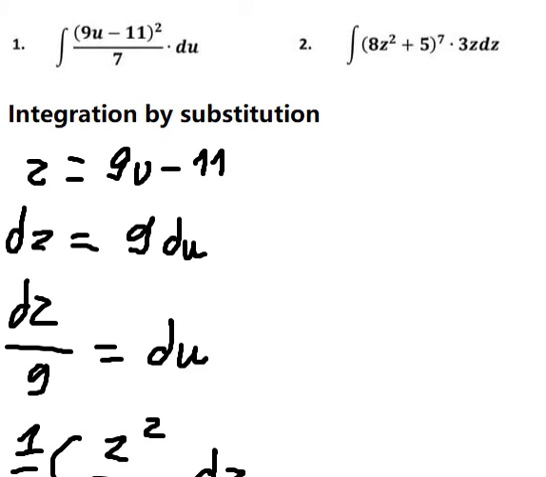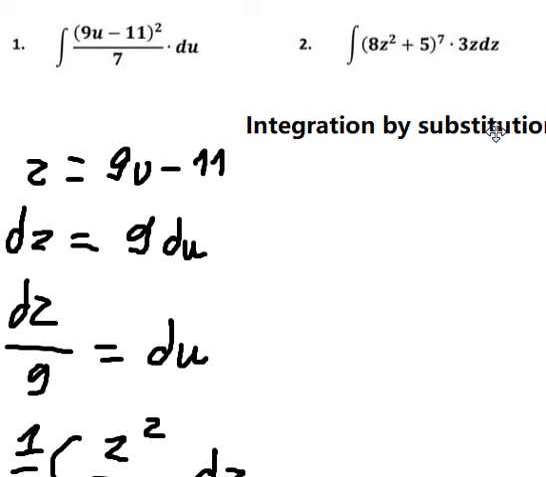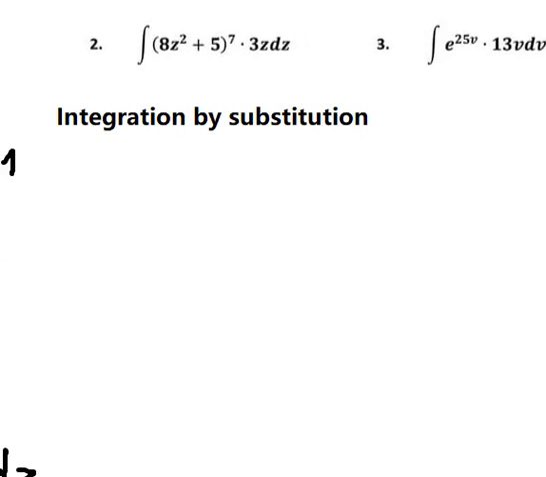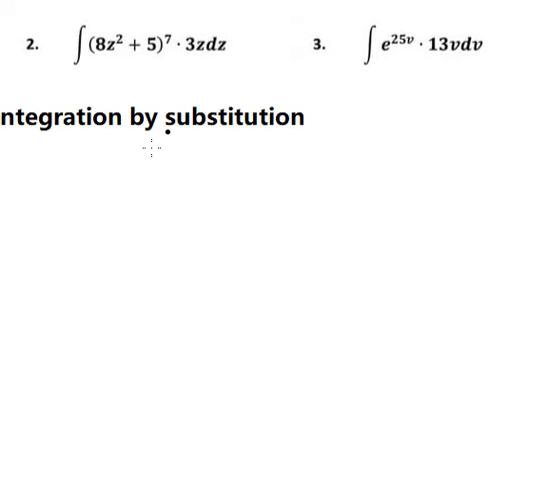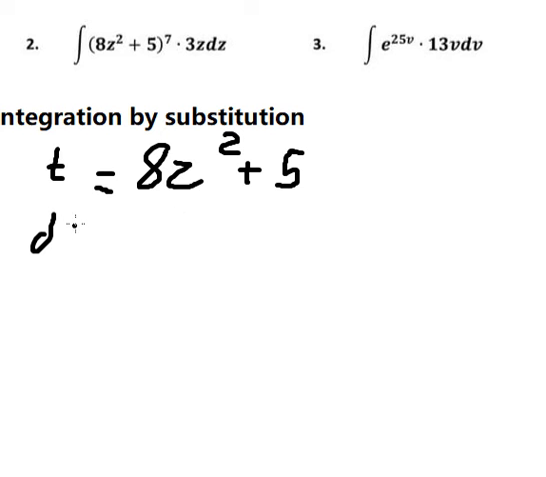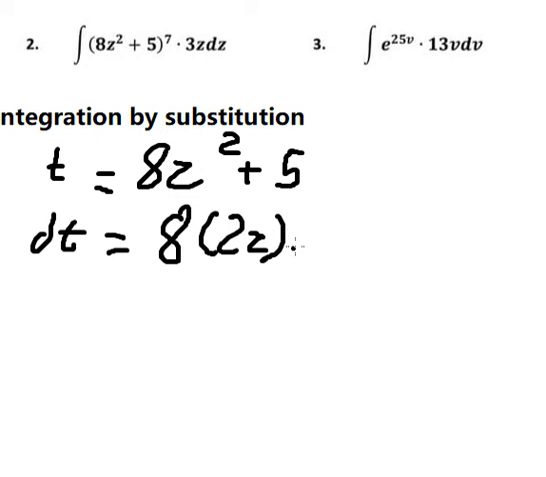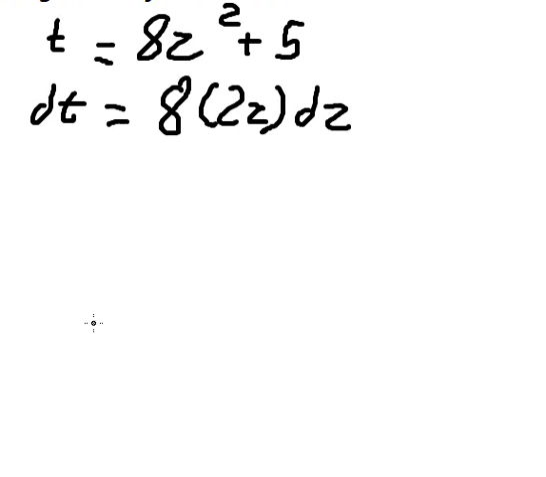Question number 2, we use the same technique. Now, I need to put t equal to az squared plus 5. We do first the derivative for both sides, and we have dt equals to number a. First, the derivative of z squared, you get 2z dz. Because we don't have number 2 in here, and we don't have number 8 in here, we need to divide both sides by number 16.